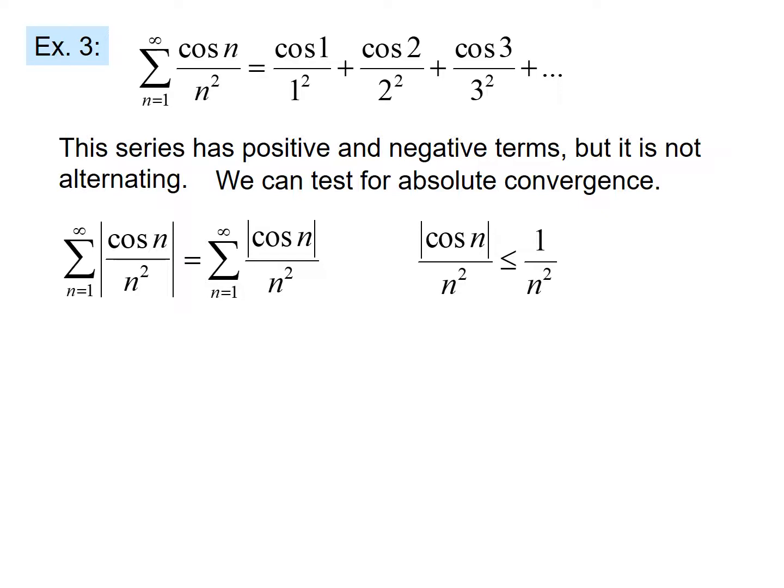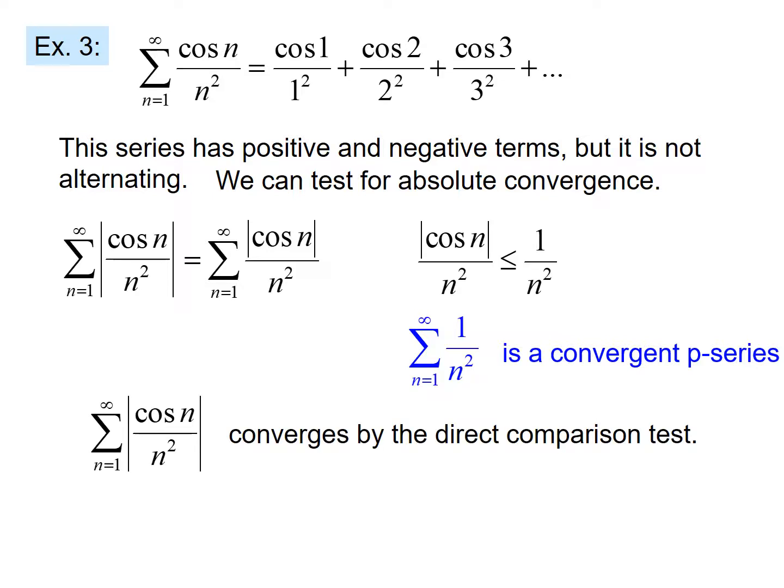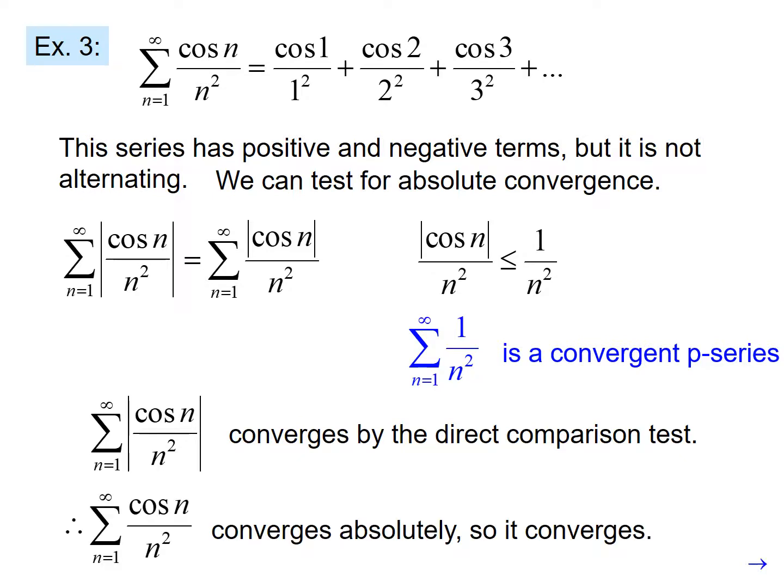So we know that the absolute value of cosine of n over n squared is less than or equal to 1 over n squared. And we know that the sum of 1 over n squared converges by p-series. So our original series converges by direct comparison. And since the series of cosine of n over n squared converges absolutely, we know that it converges.